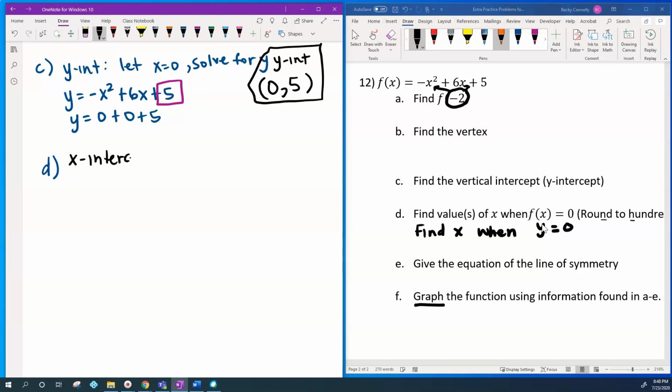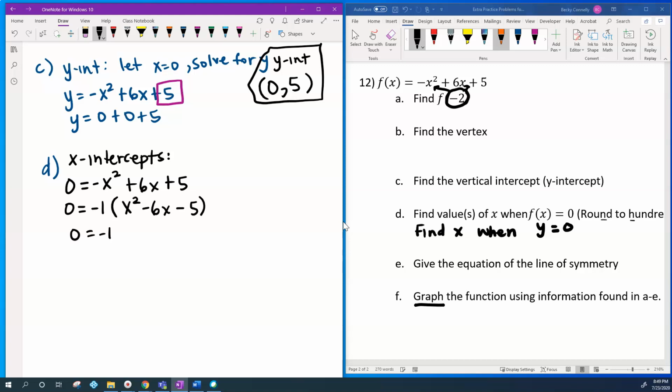But sometimes they don't come right out and say that. So I want to make sure if you see it in that way, you understand what it's saying. So we're putting 0 equals negative x squared plus 6x plus 5. And then we could see if it factors. It looks like it might, but I want to factor out a negative 1 first, since I've got a negative 1 in my leading coefficient. Negative 1 factored out leaves me x squared minus 6x minus 5.